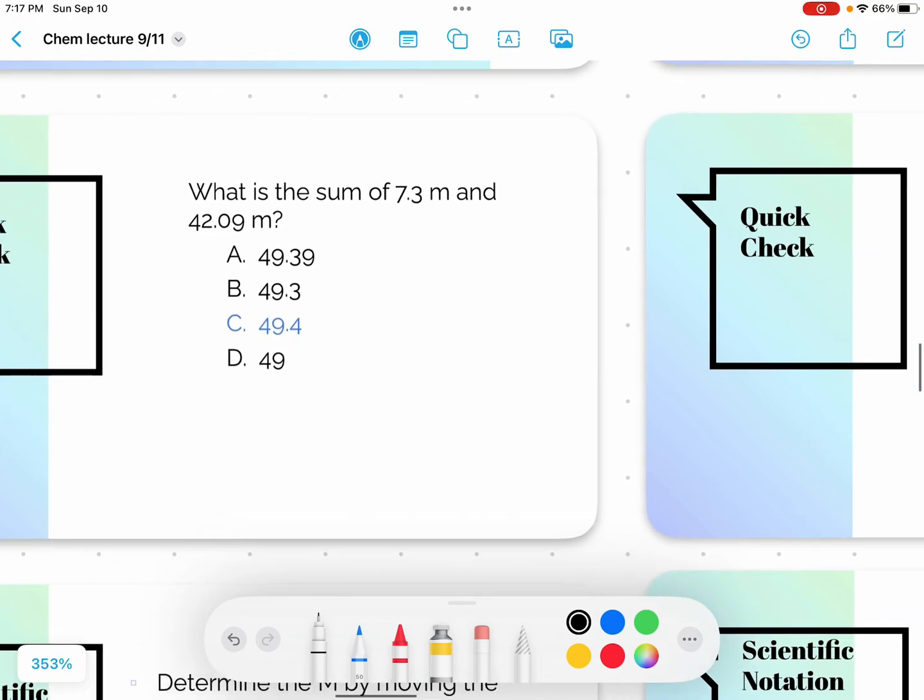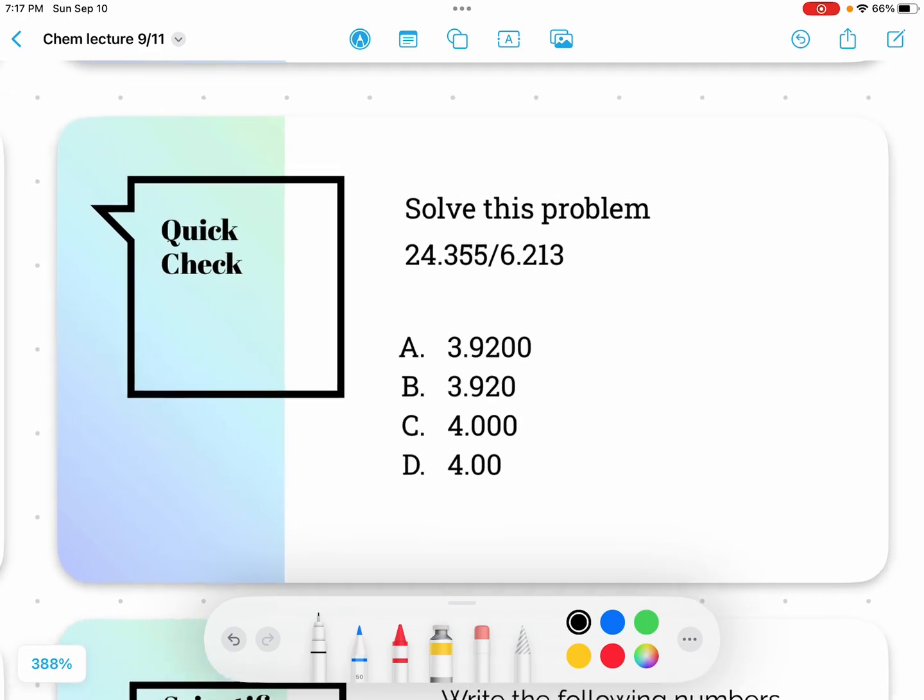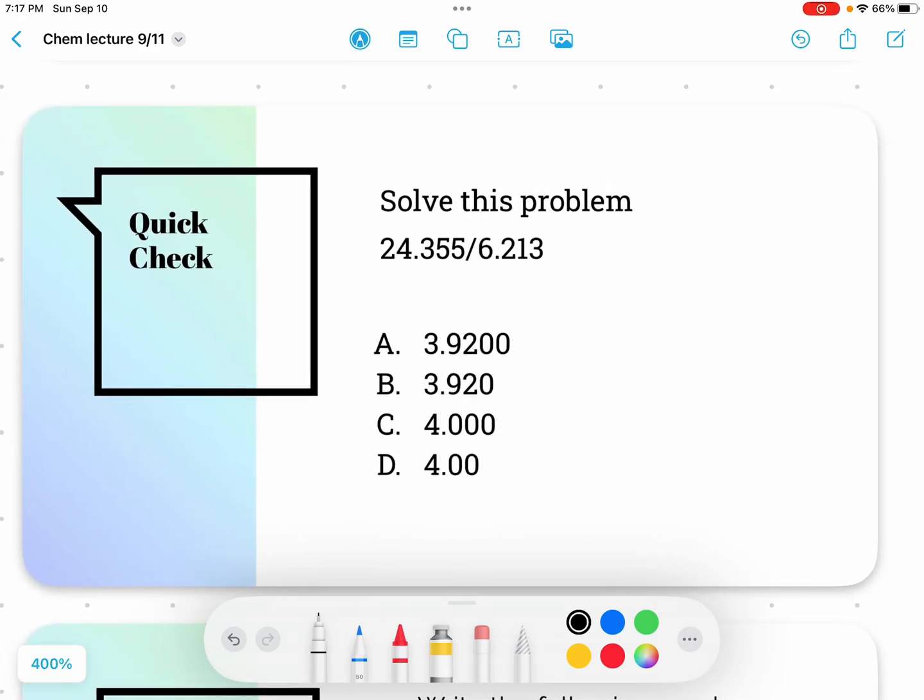All right, let's do another one. This time we're dividing. So we're going to solve for 24.355 divided by 6.213. So we're dividing this time, so we need to worry about all of the sig figs. So first I'm just going to solve. When I solve 24.355 divided by 6.213 equals, should be 3.920000644. Okay, so now I need to put this into the correct number of sig figs.